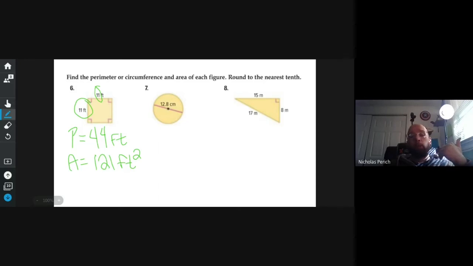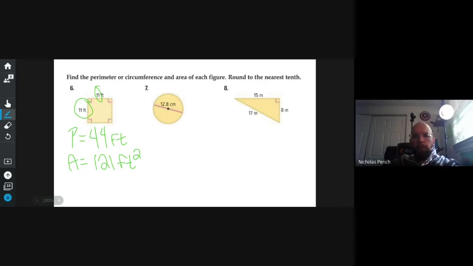Whereas the difference with perimeter is you're adding 11 feet plus 11 feet plus 11 feet plus 11 feet, which gives you a total of 44 feet, not 44 feet squared. If I were to chop off all your feet and add them all together, I would just have a bunch of severed feet laying on the ground, not a bunch of feet squared. Don't be stupid.